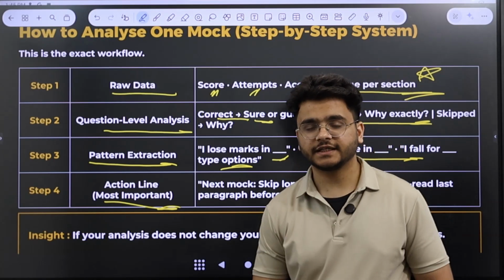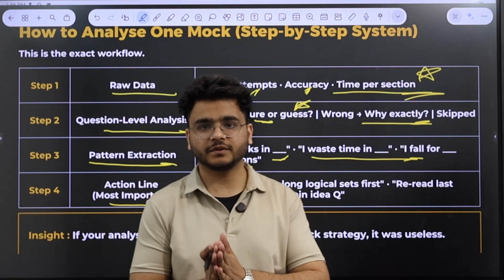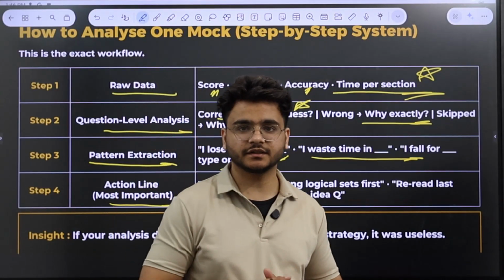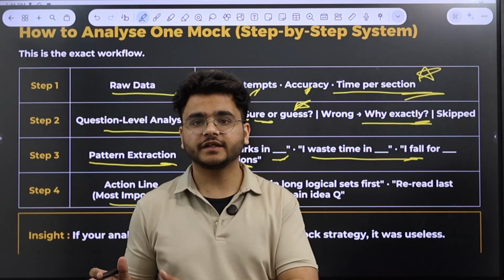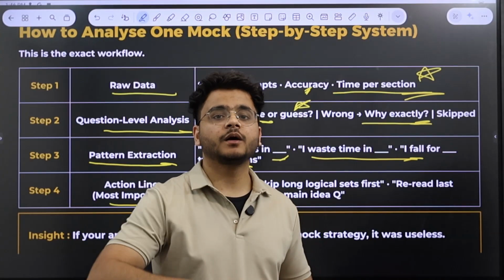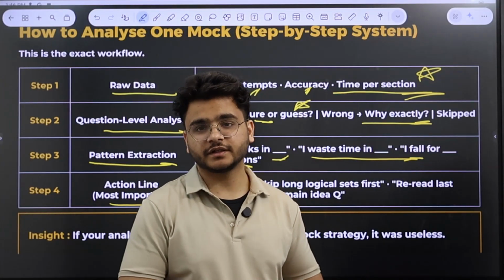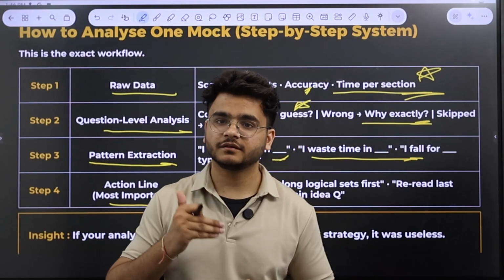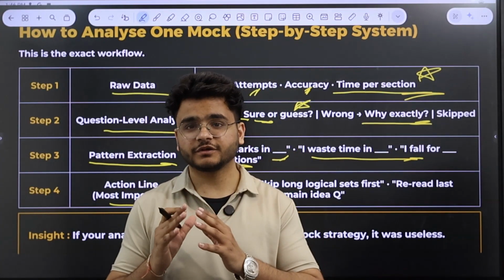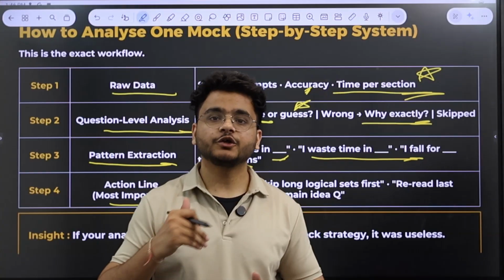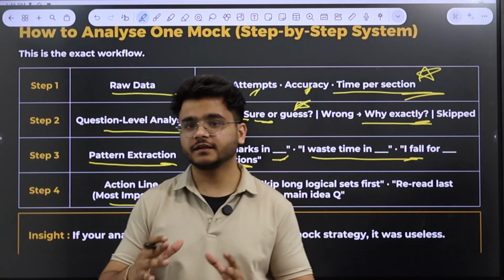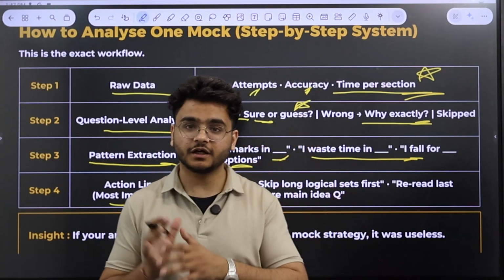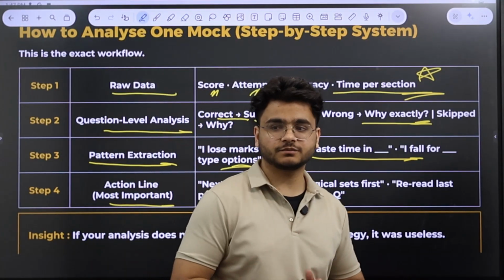So let's say you've analyzed that you take the maximum amount of time in the logical section, in the CR section / AR section. So what you've got to do different in the next mock is to allocate more time to the AR section. So you've got to reframe your mock strategy with each and every mock. So once you've given the first 5-6 mocks, you will understand your own pattern, and then going from the 7th mock onwards, you will have to reframe your strategy according to those first 5-6 mocks.